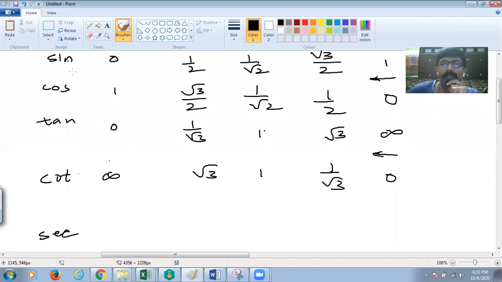सेक का रिलेशन क्या है? sec theta is 1/cos theta, isn't it? So 1/cos करने बैठेंगे तो इसका रेसिप्रोकल करेंगे. 1 का रेसिप्रोकल बच्चों क्या होता है? 1. √3/2 का रेसिप्रोकल बच्चों क्या होता है? 2/√3. I hope you are understanding.